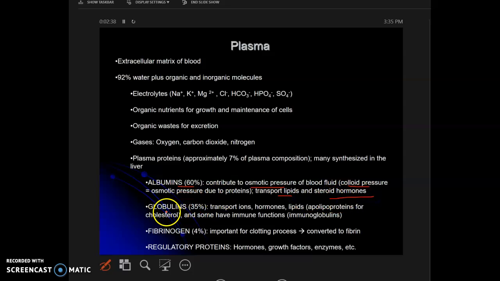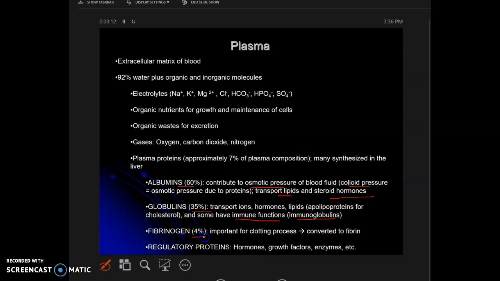Globulin, remember this is globulin, not globin. Hemoglobin, this is globulin. This is a different protein. It's 35%. So the most common is what? Albumin. Then is the globulin. Globulins are the ones that refer to the immune function. These are the antibodies. All right. So here, some of them also transport the ions and the hormones and the lipids. But the most important function is the immune. This is the immunoglobulins, the antibodies.